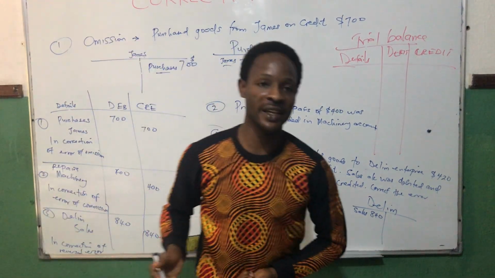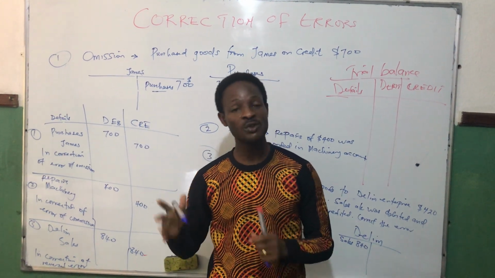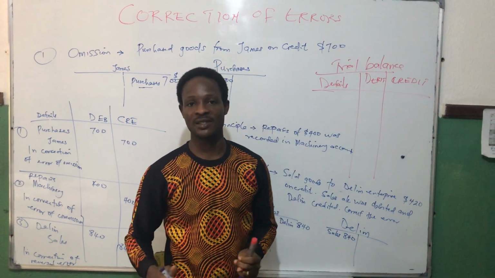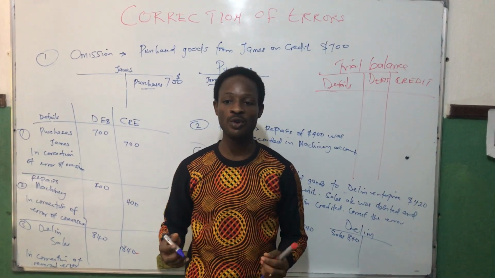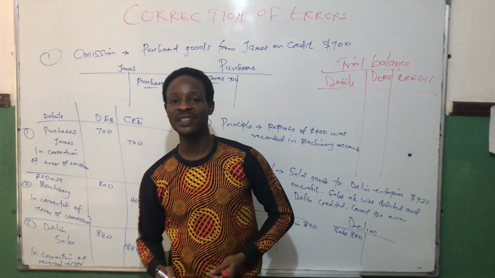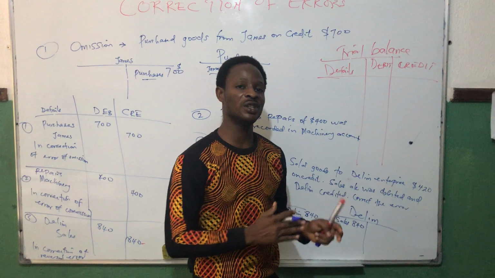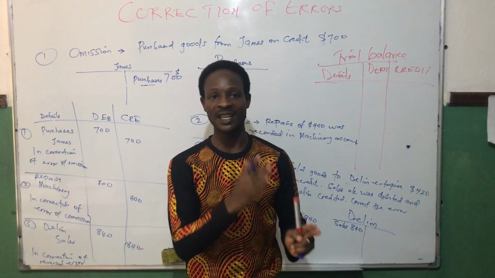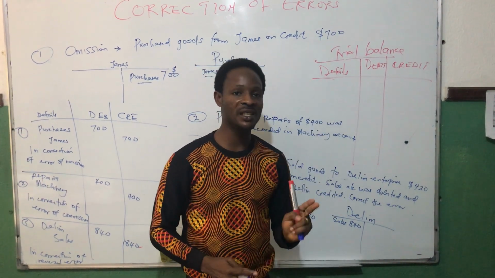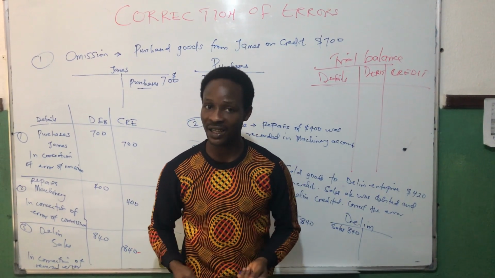So, a recap of what we did today. For correction of errors, we need good knowledge of the double entry system and trial balance. The double entry system helps us to know how we should open the accounts normally. The trial balance helps us to know how to transfer the ledger balances to the respective sides, debit or credit. At the end of the period, the debit of the trial balance should equal the credit of the trial balance. If it does not, then there is an error.